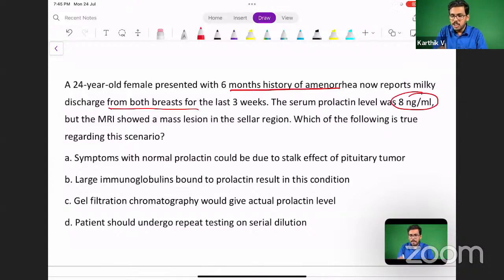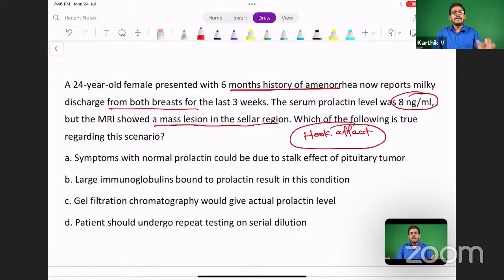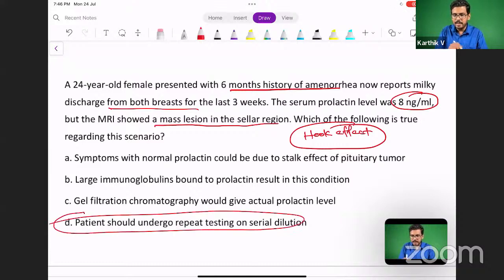And the MRI showed a mass lesion in the sellar region. So everything is fitting and is suggestive of a macroprolactinoma except the prolactin levels. So which is that situation where you get a spuriously low prolactin in the setting of a definitive clinical picture of macroprolactinoma? That is hook effect or prozone phenomenon. So how do you ameliorate this hook effect? It is by repeating the test under serial dilution. So option D is the correct answer. You should repeat the test with serial dilution to get the correct prolactin value.